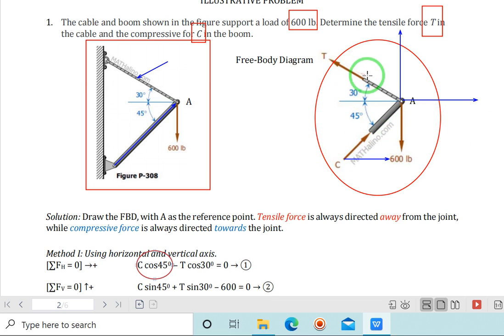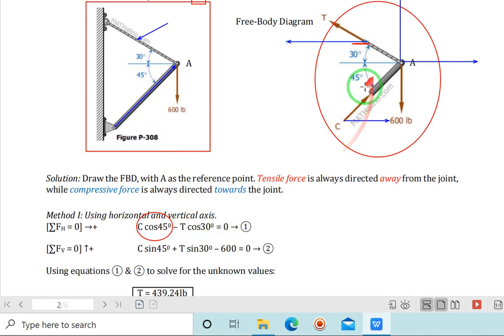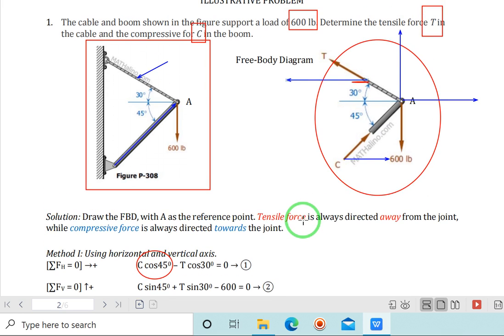And then the horizontal component of your tensile force is acting to the left, so that is minus T cosine of 30 is equal to 0. That will be your first equation. Again, you have two unknowns, the values of C and T respectively, so you need to create another equation to be able to solve for them. You need two equations.